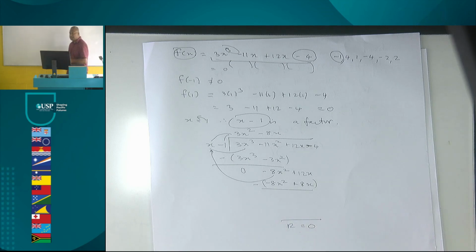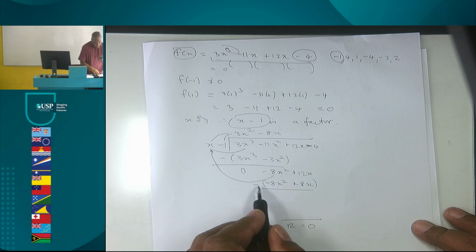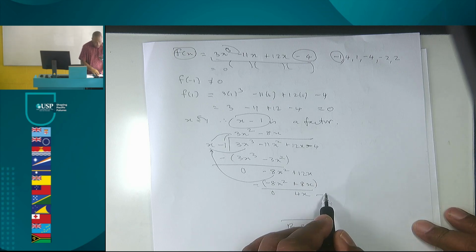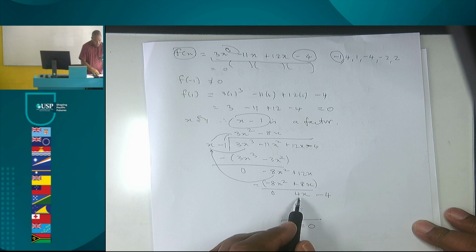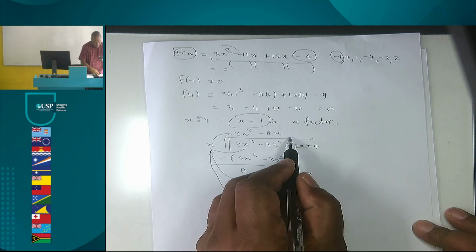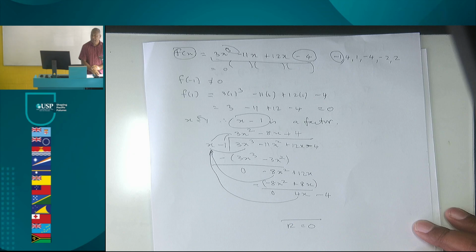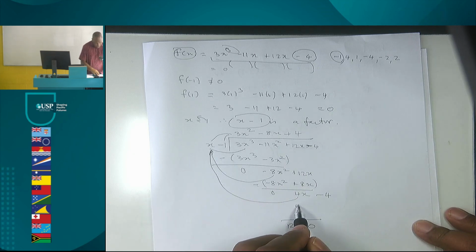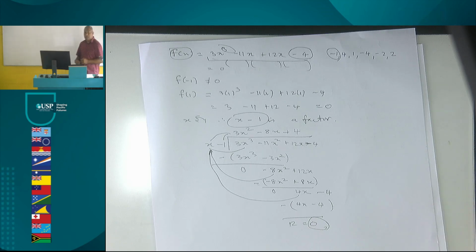Subtract them. What do we get? Right? This minus this gives me 0. 12x minus 8x is 4x. I'll bring the minus 4 down. 4x divided by x gives me 4, but positive 4. So multiply positive 4 to both. Subtract them. What do I get? So that's correct.